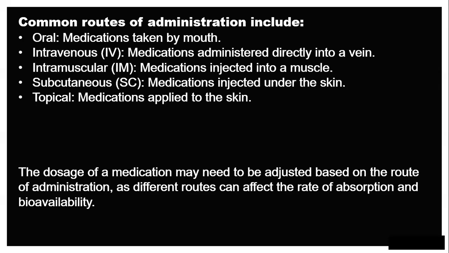Okay. Common routes of administration include the oral, the intravenous, the intramuscular, the subcutaneous, and the topical. It is self-explanatory. The topical is medication applied to the skin. The subcutaneous is injected under the skin. The intramuscular is injected into a muscle. They have to look for a muscle to inject it. The intravenous, like we already know, is into the vein. They'll just say tie your hand and let your vein come out, and then they inject it. Or oral, through the mouth. So the dosage may need to be adjusted based on the way the medicine is to be taken or absorbed into the body.